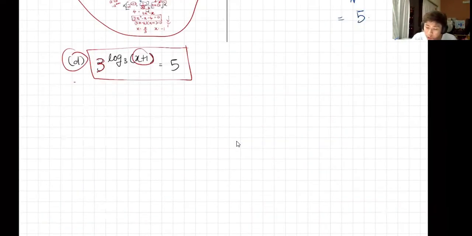All right, so we move on to question D now. How would you solve question D? If you study my lecture notes, you would realize that when you have 3 to the power of log base 3, it is actually the anti-log method. You can use the anti-log method to solve, and it will leave you with the answer x plus 1 is equal to 5. Only when this number and this number are the same can you do it, and this log is actually the power on top.